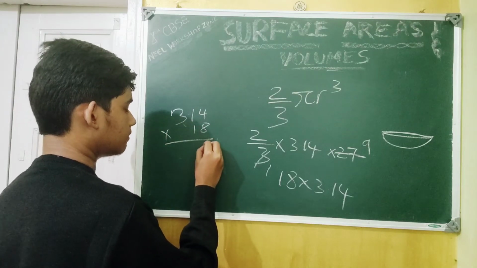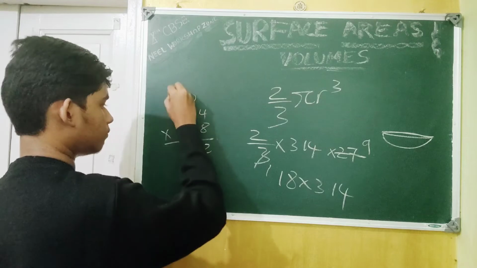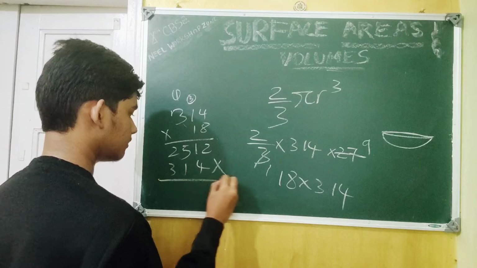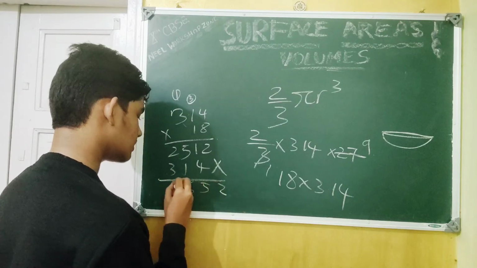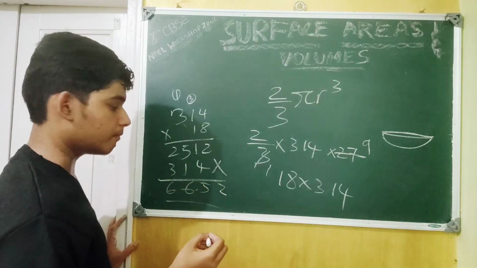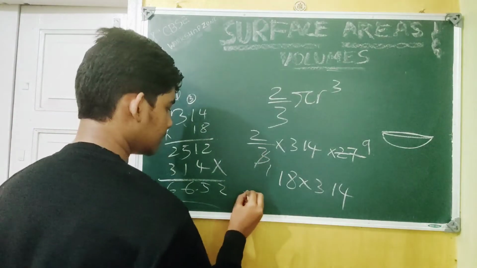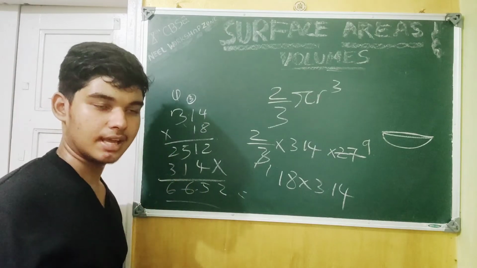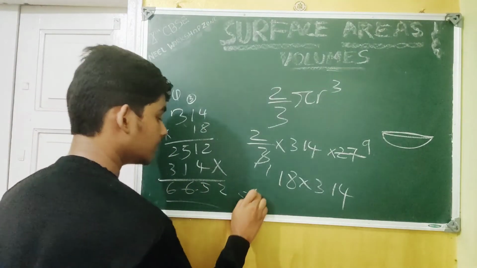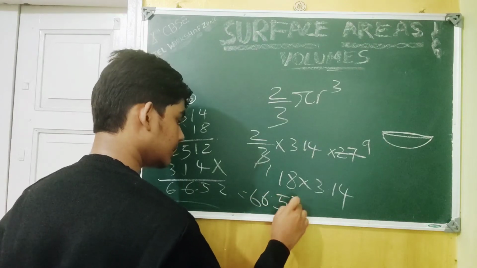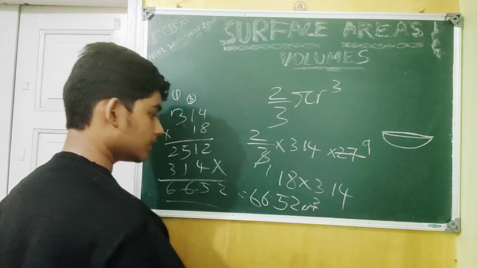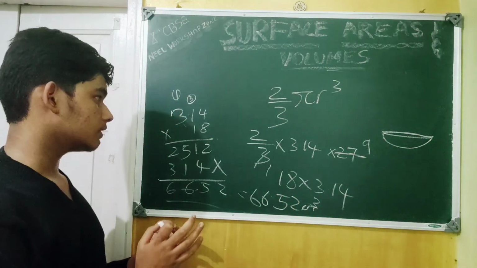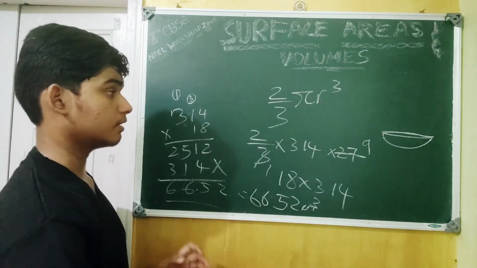Multiplying 3.14 into 18, we get the same answer as before. The difference is that the earlier answer ended in centimeter square. On the other hand, the answer here is centimeter cube, because it's a three-dimensional figure and it's cubic. So the answer for this is 56.52 centimeter cube.